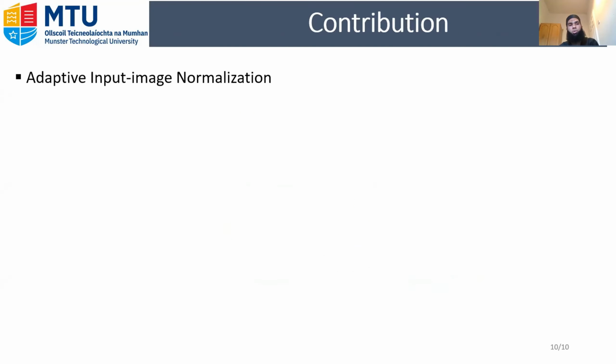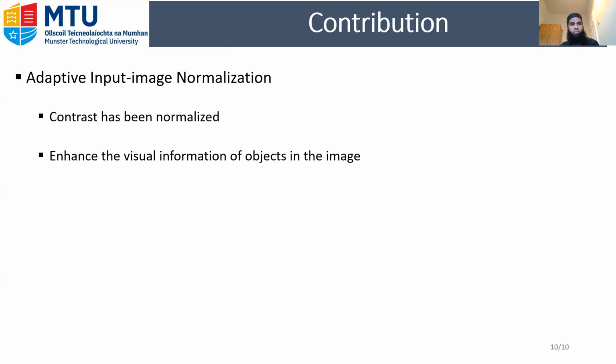So if we conclude our work, we can say that the adaptive input image normalization is helpful to improve the performance of DC GAN-based generated X-ray images, and it has the capability to generate highly diversified synthetic images as evidenced by the FID as well as MSSIM scores. And this technique is also helpful to enhance the visual information of diverse features in the X-ray images.